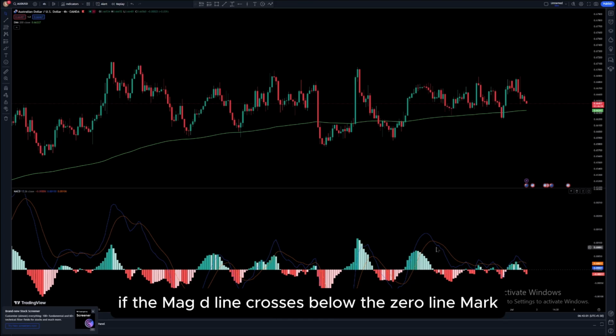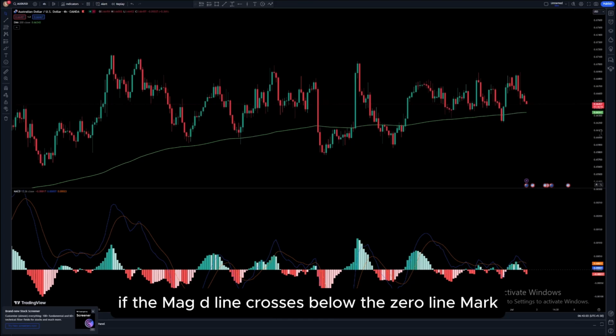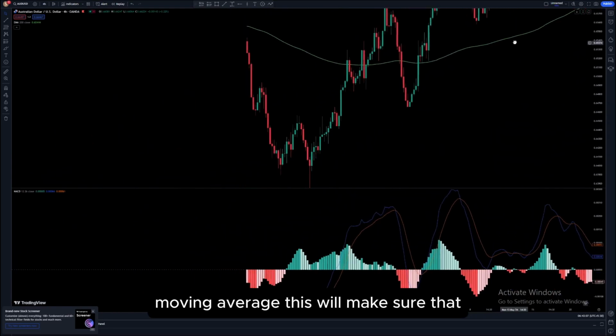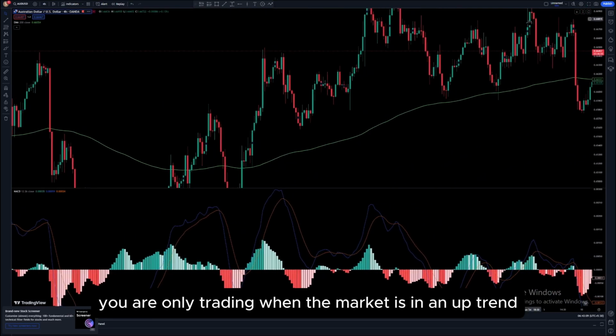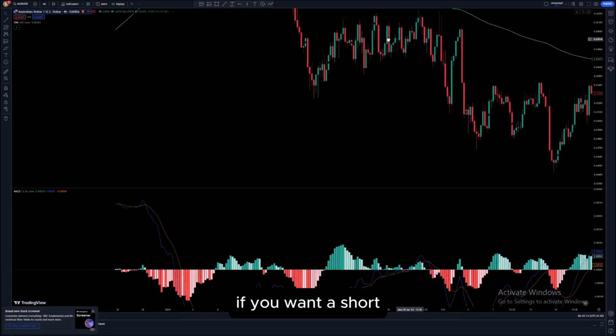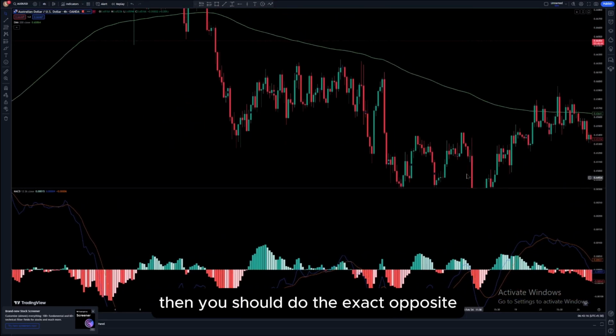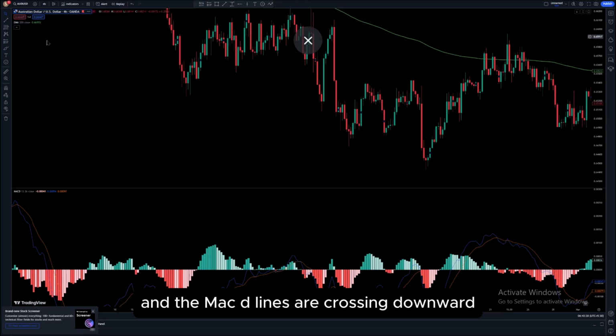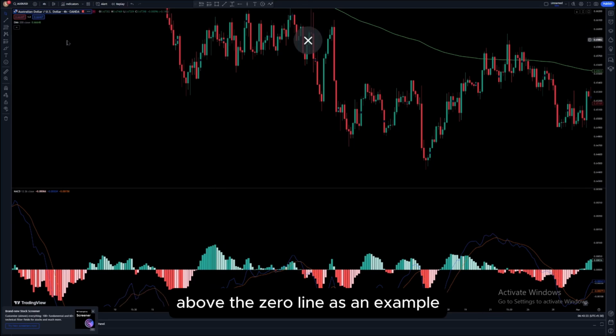We buy if the MACD line crosses below the zero line mark and the current price also is above the 200-day moving average. This will make sure that you are only trading when the market is in an uptrend, which is a very powerful combination. If you want to short, then you should do the exact opposite, which means the price is below the 200-day moving average and the MACD lines are crossing downward above the zero line.